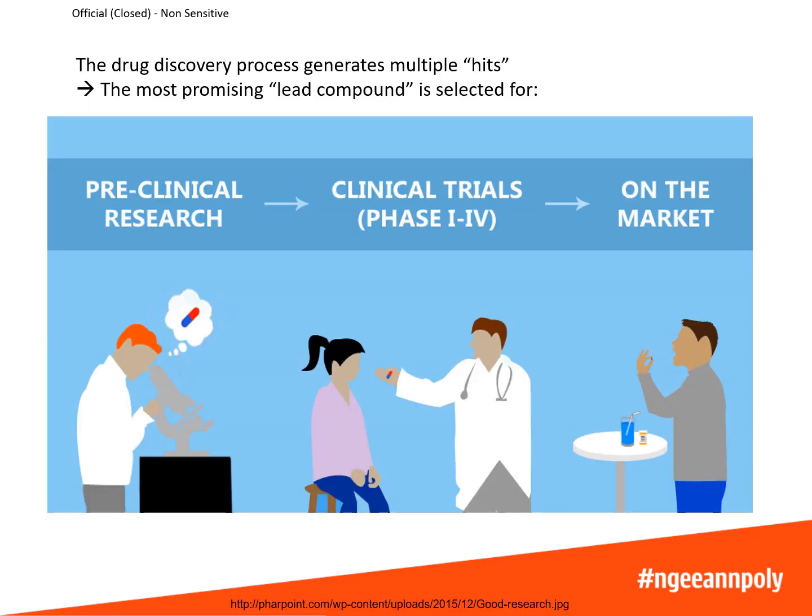The drug discovery process generates multiple hits, which are compounds that show the desired biological activity. After further testing and optimization, the most promising compound, which is known as the lead compound, is selected to proceed to preclinical research in animals and clinical trials in humans, with the aim of entering the market as a drug.